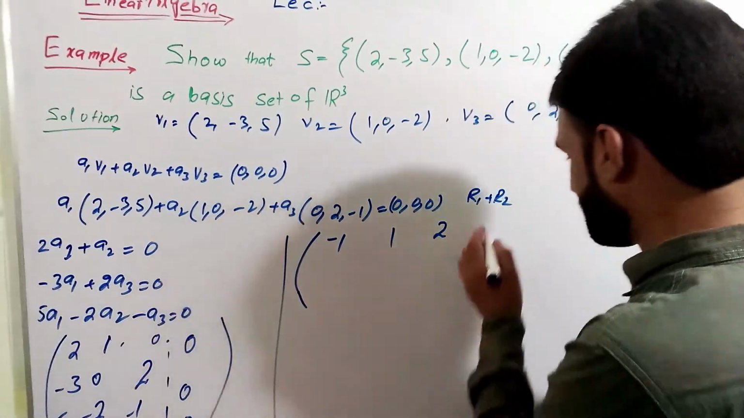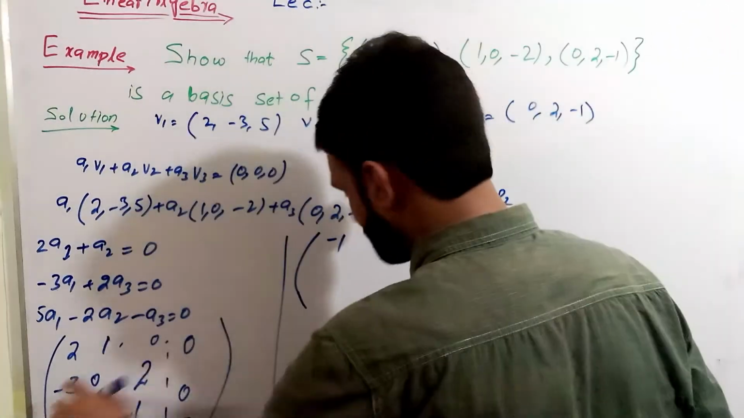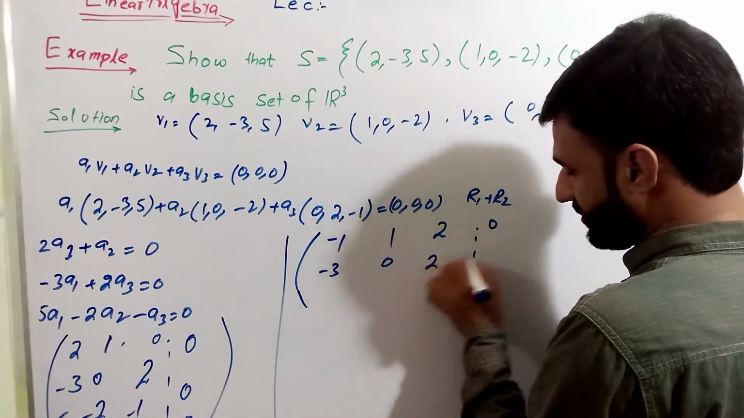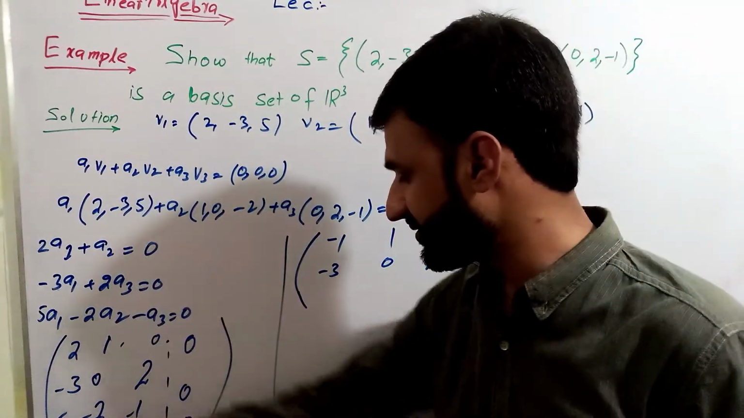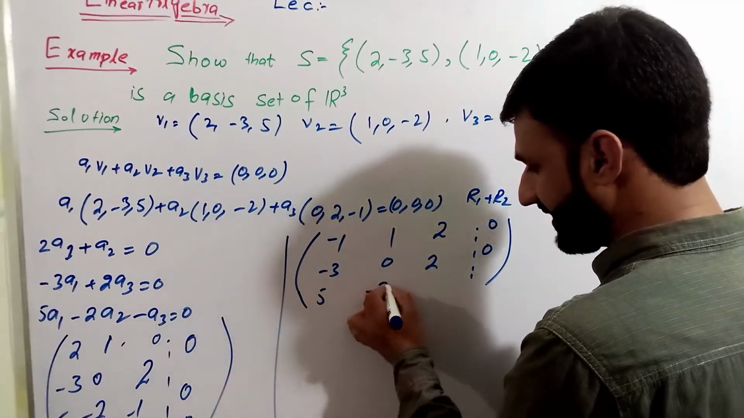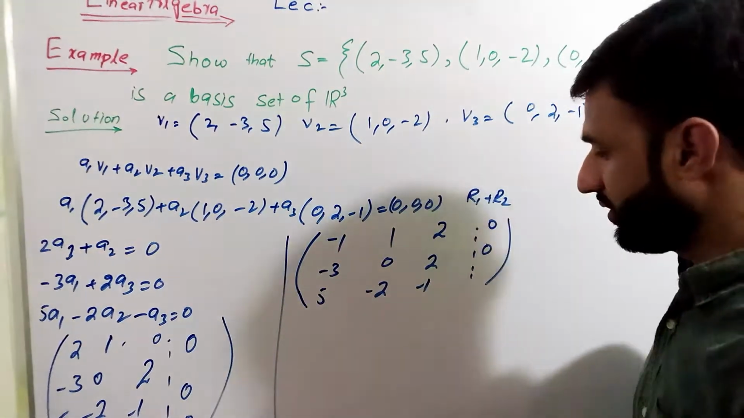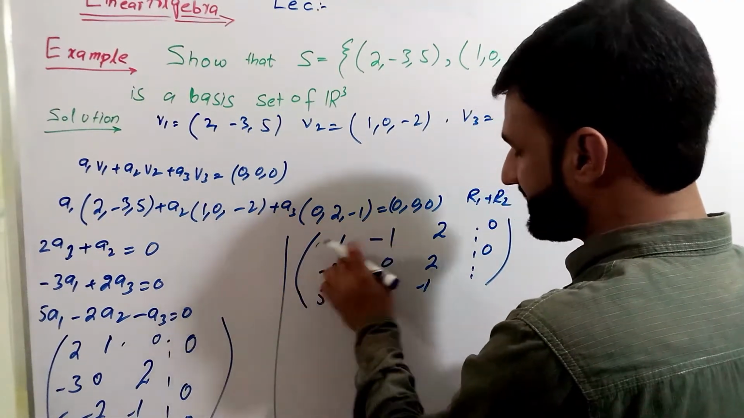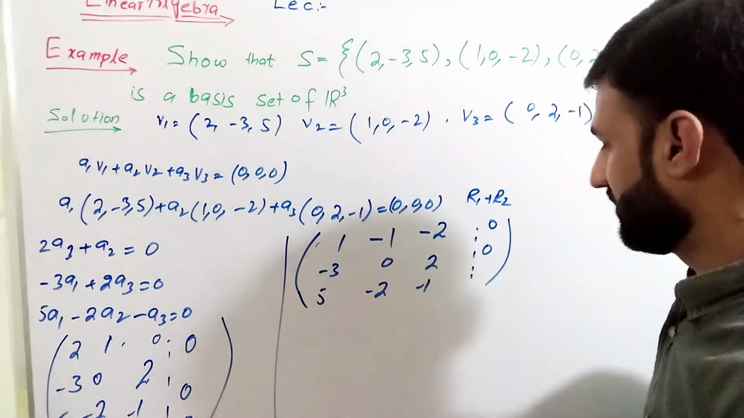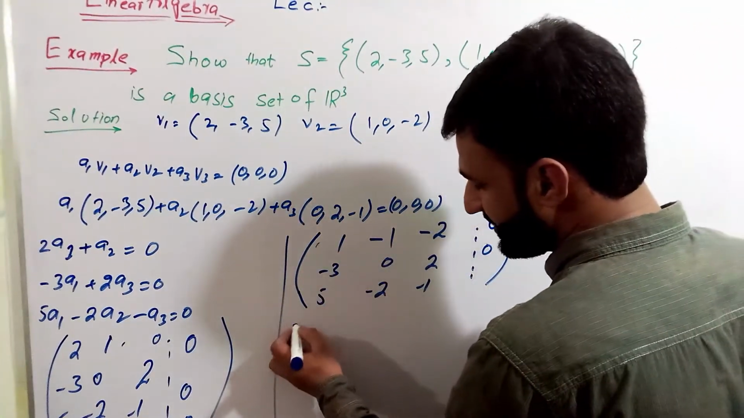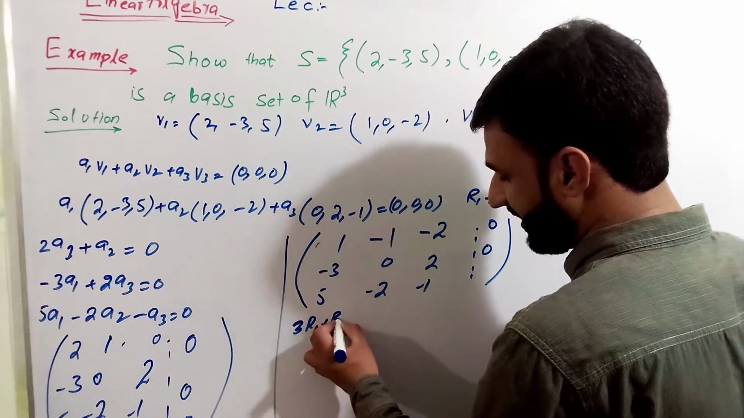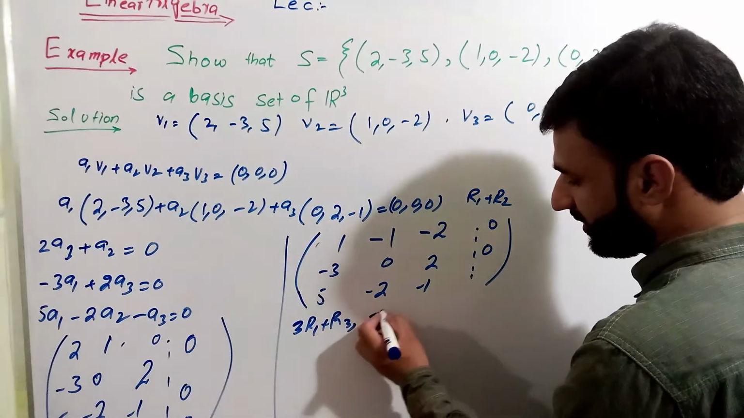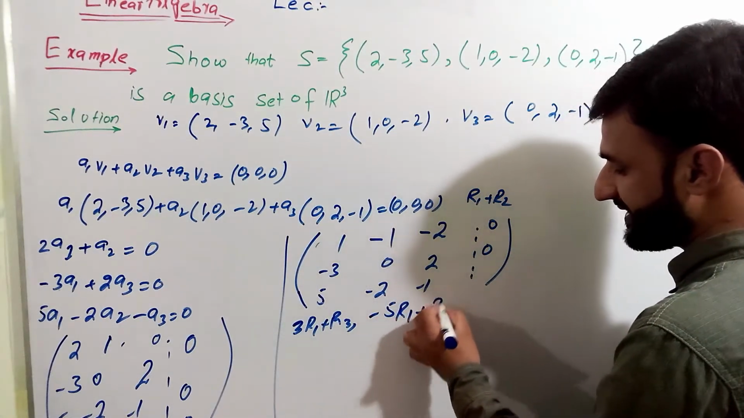So now here will be 0 type. So here is minus 3, here is 0, here is 2, here is 0. So your last factor will be 5, here will be minus 2, minus 1, right? So now we're going to multiply this term by minus R1, so here will be positive, here will be negative. So in the next step, you multiply by 3R1 plus adding R3, and second, if you need pivot 0 here, you will multiply by minus 5R1 plus adding R3.